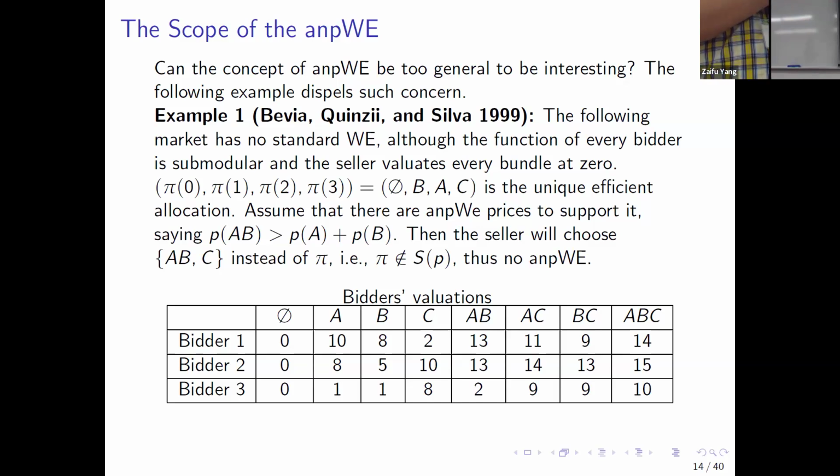Okay. So if this strict inequality is an equality, so P of AB is equal to P of A plus P of B, then what's wrong with that? You can also have that, but still you cannot. If it's equal, then it's linear.